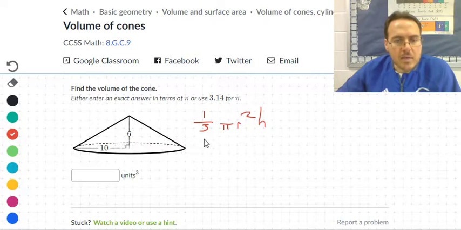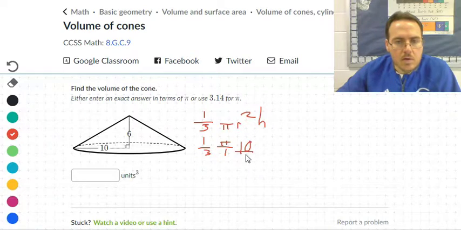In this case, that would be 1/3 pi over 1. The radius is 10, so that'd be 10 over 1 times 10 over 1, and the height is 6 over 1. So 1 times 10 times 10 times 6, well, 10 times 10 is 100, 600, and then pi. So 600 pi.